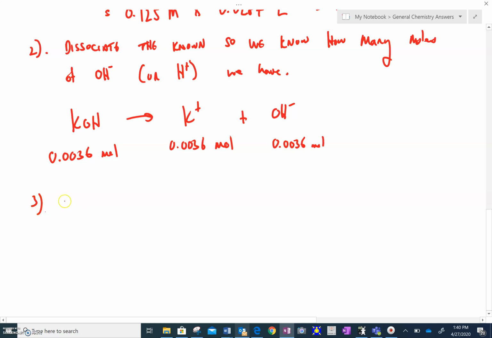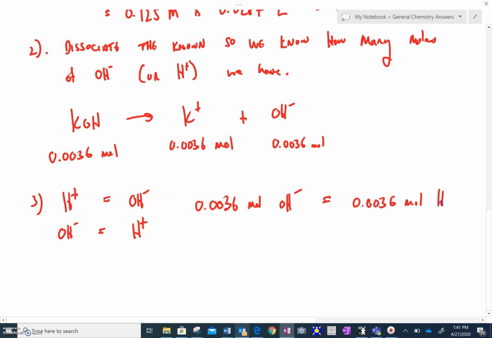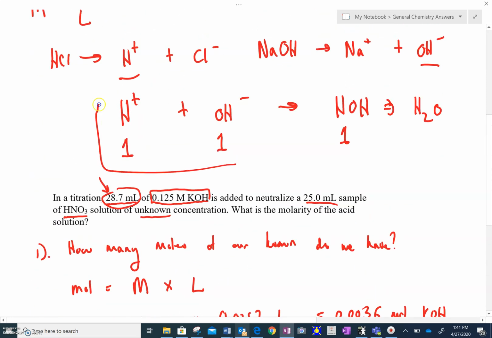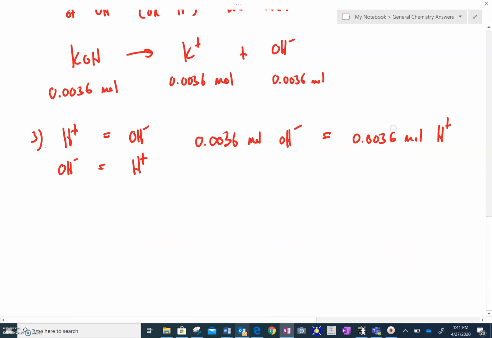Step number 3 is that H plus is always equal to OH minus and vice versa. So if you know you have 0.0036 moles of OH minus, it's going to take the exact same amount of H plus to neutralize, right? Because right up here, remember this, we said that the ratio of H plus to OH minus is always 1 to 1. So if you know how many moles of OH minus you have, you know how many moles of H plus you're neutralizing. All right?